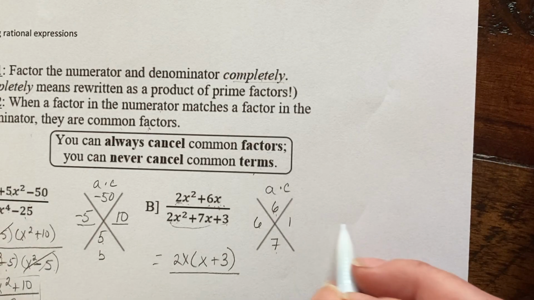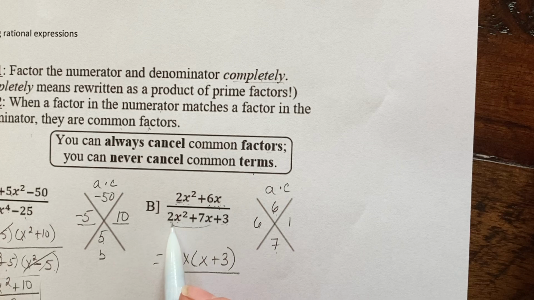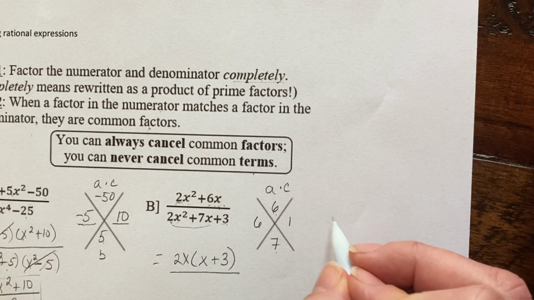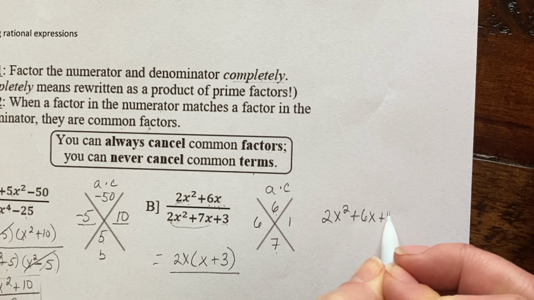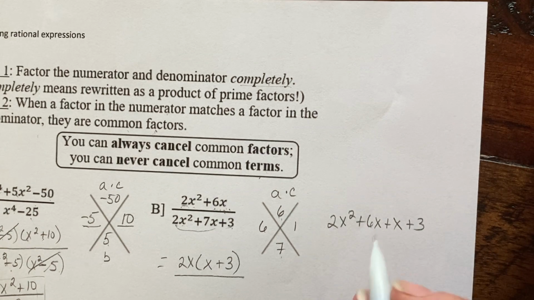So over here on the side, I'm going to make a note because our A is not 1. So we're going to have to factor by grouping. So we're going to do 2x squared plus 6x plus x plus 3. And then you want to group your first two, last two. Take your GCF out of each one.